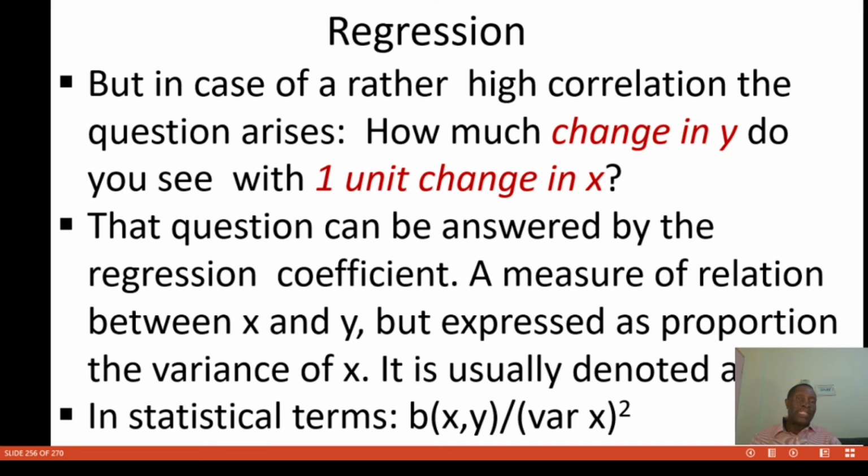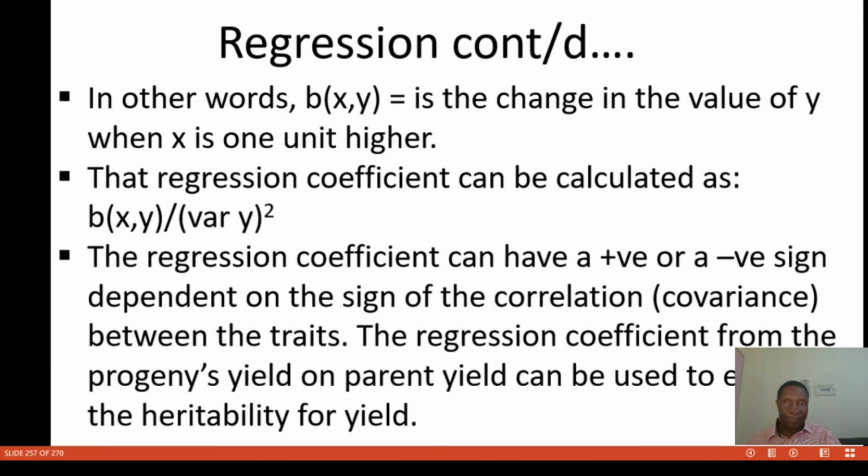As we've already seen, a measure of relation between X and Y, but expressed as a proportion of the variance of X. And it is usually denoted by B, which is the slope in our graphical representation.